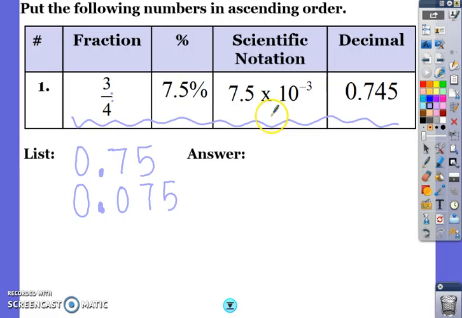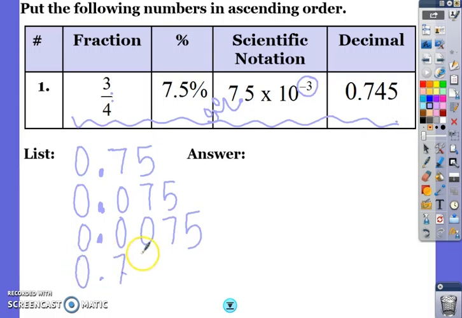7.5 times 10 to the negative third power. Unfortunately, or fortunately, I do have a scientific notation trick, but it's not for this kind. It's to make it into scientific notation. This kind's easy though. You just follow what it tells you. The decimal moves 3 spots; negative means left, positive means right. So we have negative. 1, 2, 3. Fill in your zeros. So 0.0075. And last but not least, this is already a decimal. You don't have to do anything to it. 0.745.